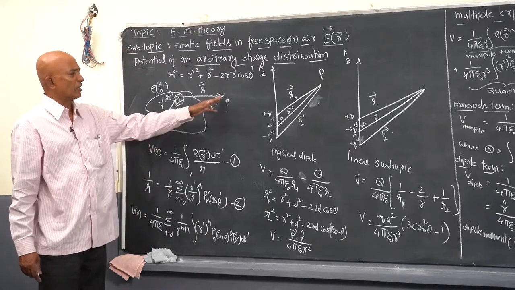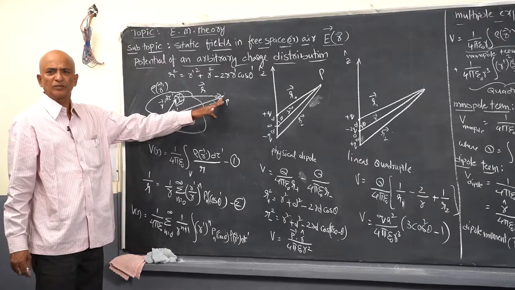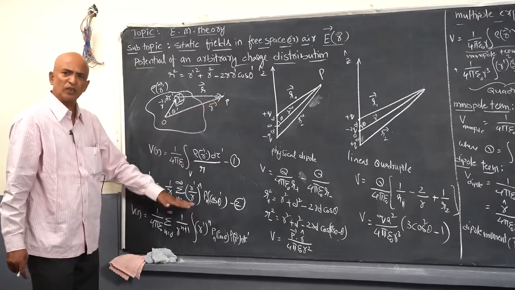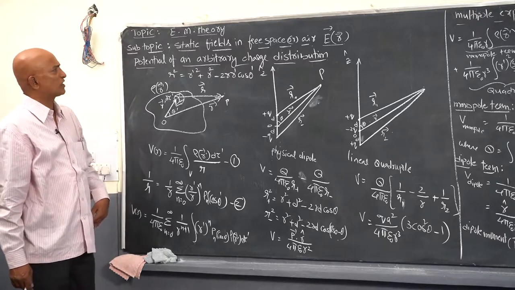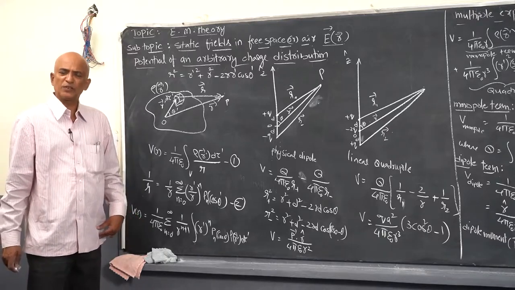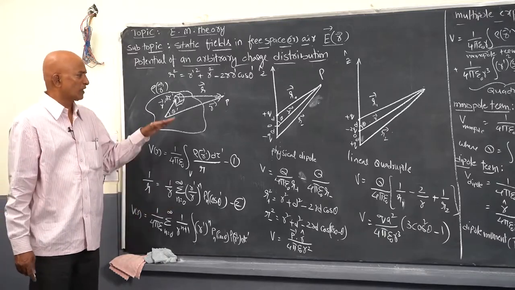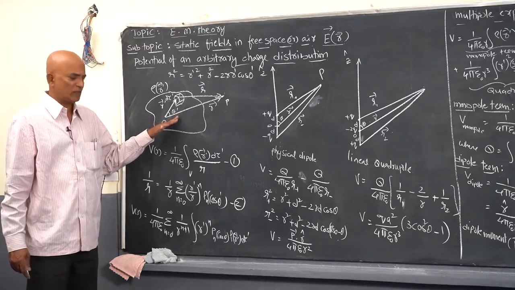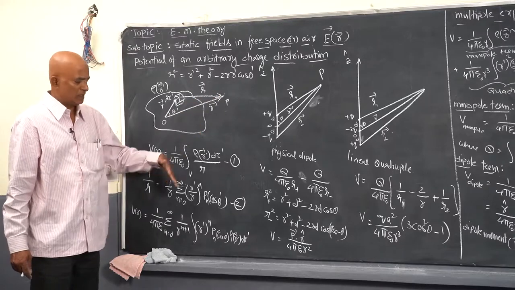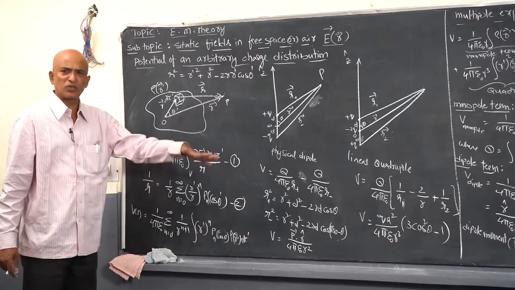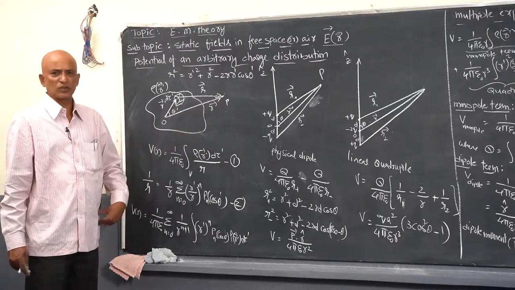When you write the potential at some point P, you get a series of terms, and this series is called the multipole expansion. So for this charge distribution, when you write the potential at point P, it has a contribution from several terms. What are those terms?